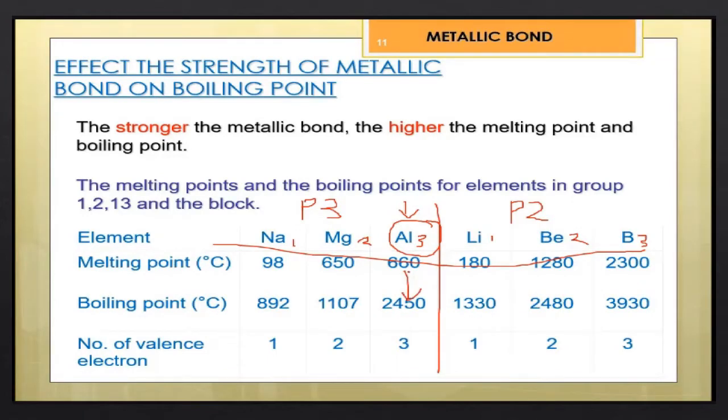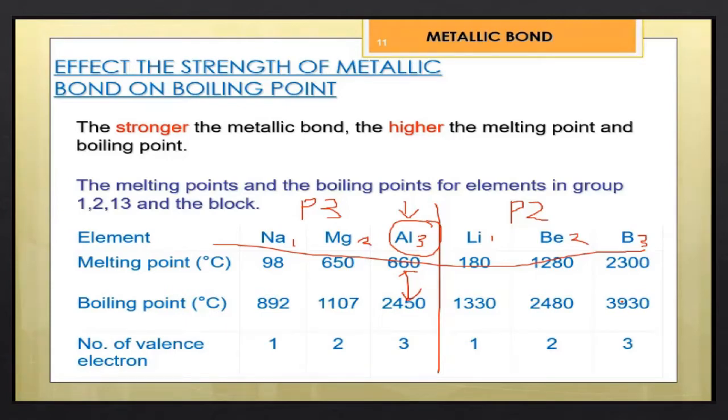Okay, now one question I want to ask about boron. Why is the melting point and boiling point for boron higher than aluminium? Both of them are group 13, 3 valence electrons. But why is boron higher? So this one I call Hozin. Why is the melting point and boiling point of boron higher than aluminium, even though both of them are group 13?